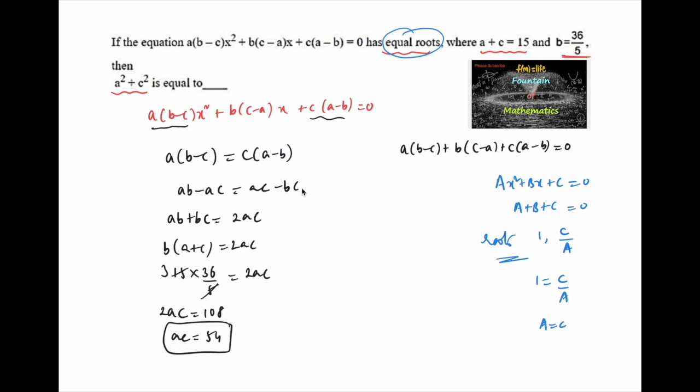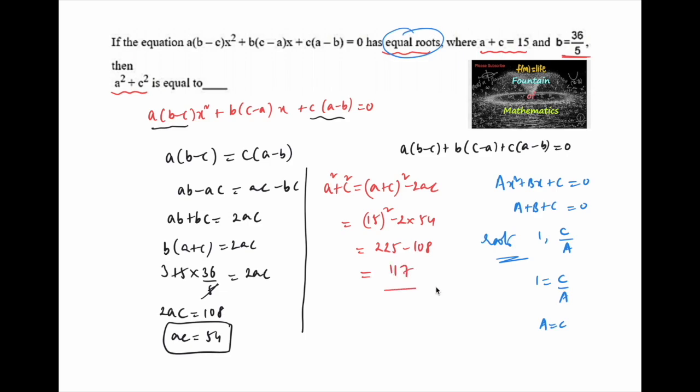So we got the value of ac, and to find a square plus c square, so let us consider a square plus c square is equal to a plus c whole square minus 2 times of ac, that is 15 square minus 2 times of 54, that is 225 minus 108. So 225 minus 108 is 117. So we can say the answer 117. It's a numerical type. 117 is the answer.